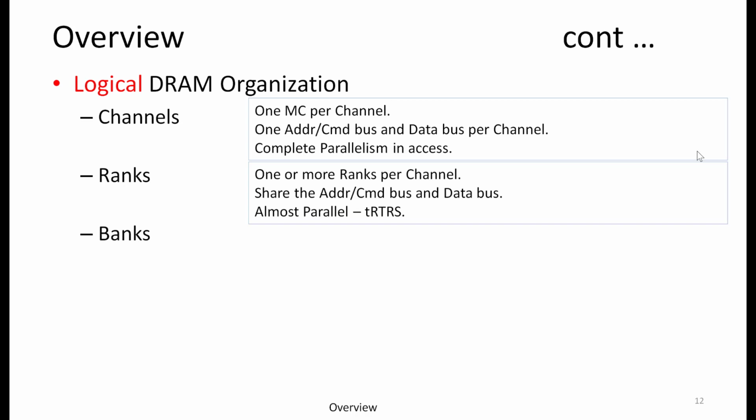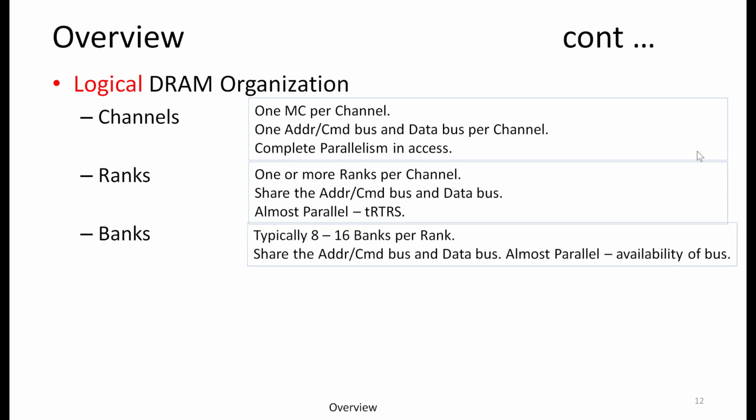Ranks are made up of banks. 8 to 16 banks are typical number per rank. All these banks now use this single address bus and data bus, and you can access two banks back to back in consecutive cycles based on the bus availability.